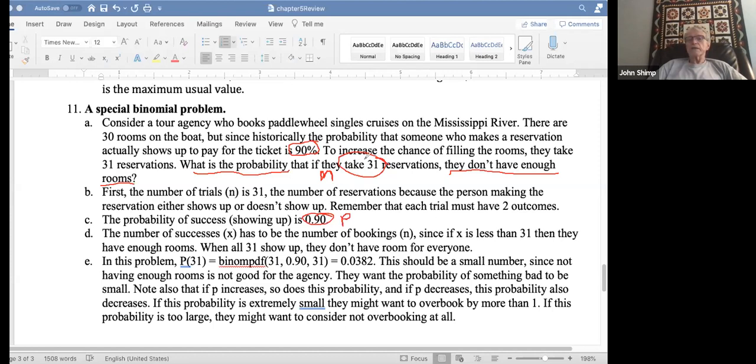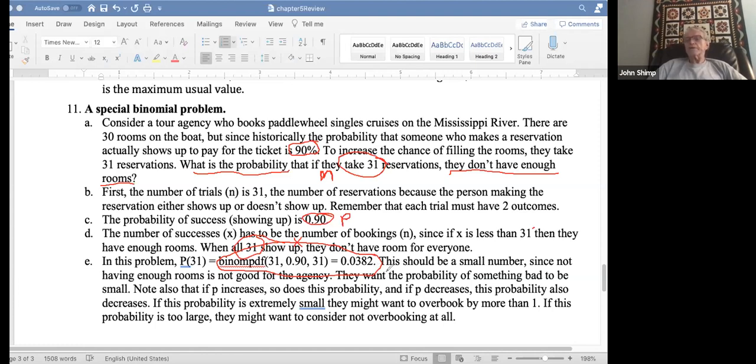So we know then that in this case, n is going to be 31, p is going to be 0.9, and X is going to be 31. So what we're going to do is find a binomial probability. What's the binomial probability that the number of successes is 31? So we do the binomial PDF with n is 31, p is 0.9, x is 31, and we get 0.0382.